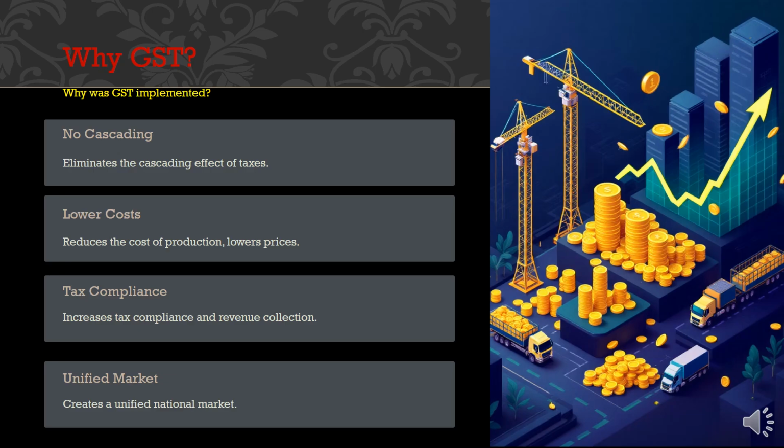Lower cost reduces the cost of production as well as it reduces the prices also. Tax compliance increases tax compliance and revenue collection to the government. Unified market creates a unified national market.